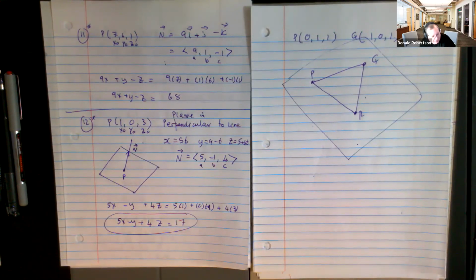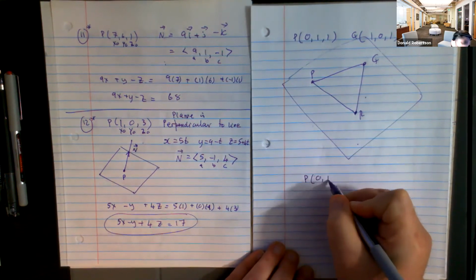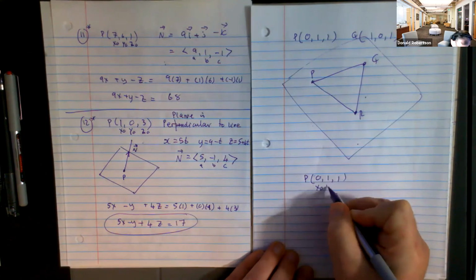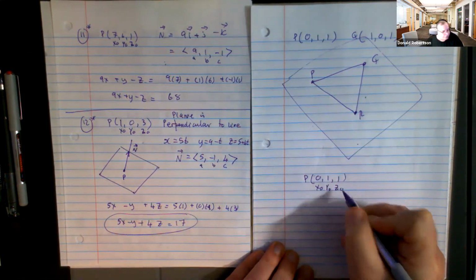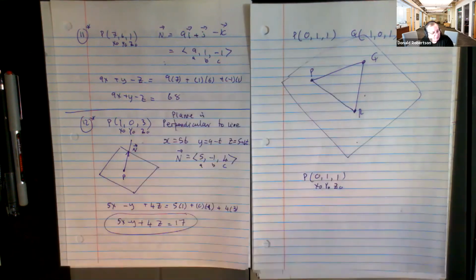Now, I need 2 pieces of information. Don't I need a point? Well, I might as well use that one, right? Use the first one they give you as your point. Would you agree that P is on the plane? Now we got a problem.